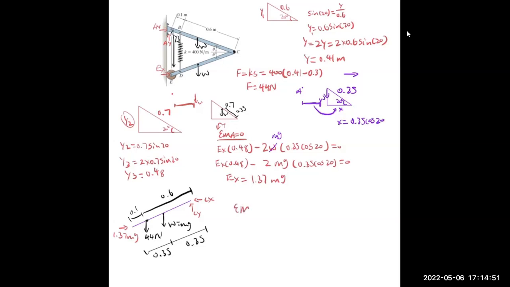Okay, summation of moment at C equals 0. So we have our EX, which is 1.37 mg, multiplied by this distance right here, 0.7 sine of 20, plus mg times 0.35 cosine of 20, minus 4 times 0.6 cosine 20. Okay, equal to 0.